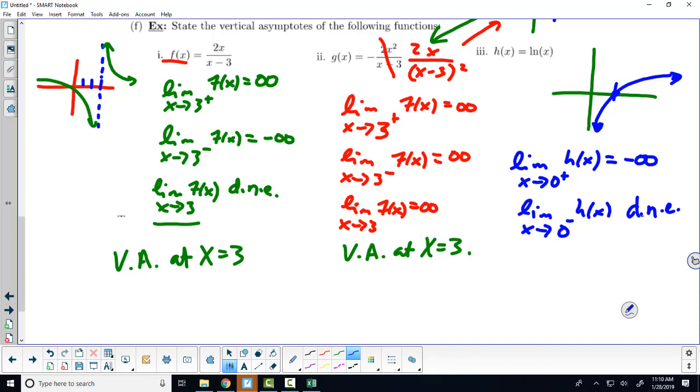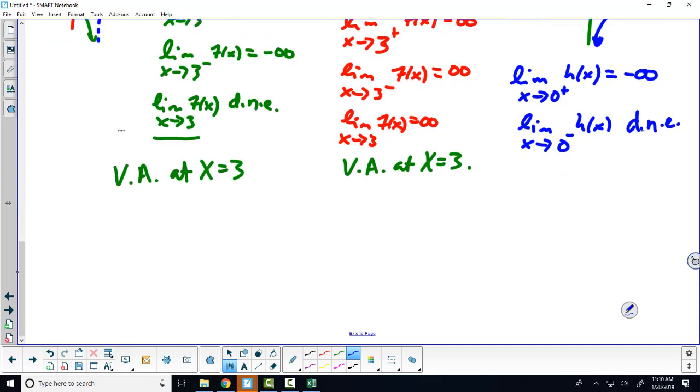Okay. What does that tell us about the limit proper? Does not exist. The limit as x approaches 0 proper of h of x does not exist. But still, because one of these three came out to be either infinity or minus infinity, that's enough to say that we have a vertical asymptote at x equals 0.